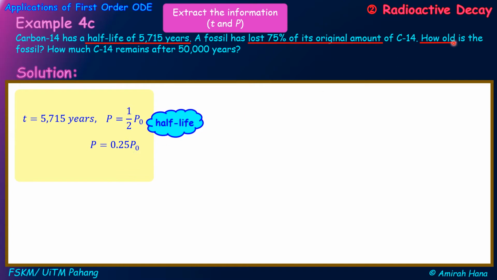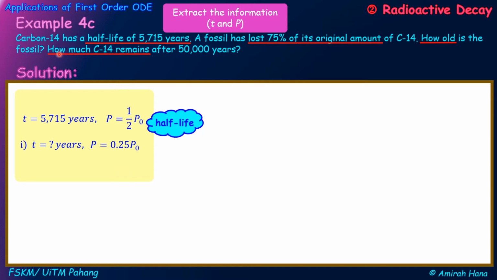And then, how old is the fossil? How old means in terms of time. So t equals question mark years. From the words how old, we can write t equals question mark and then years.